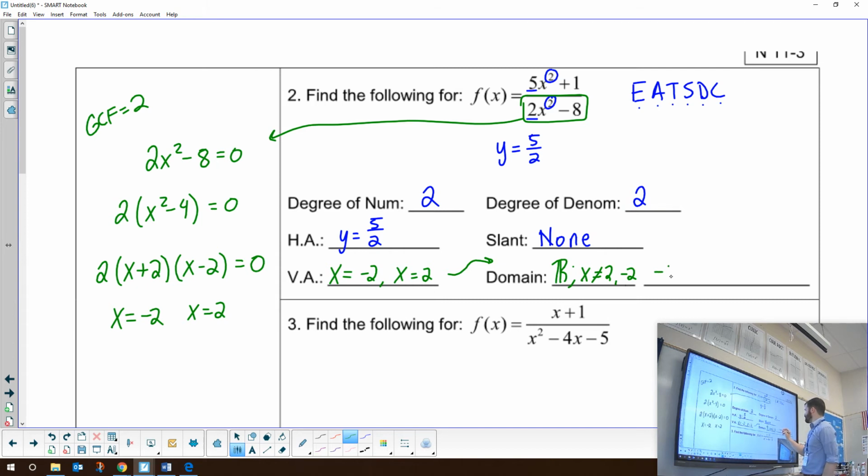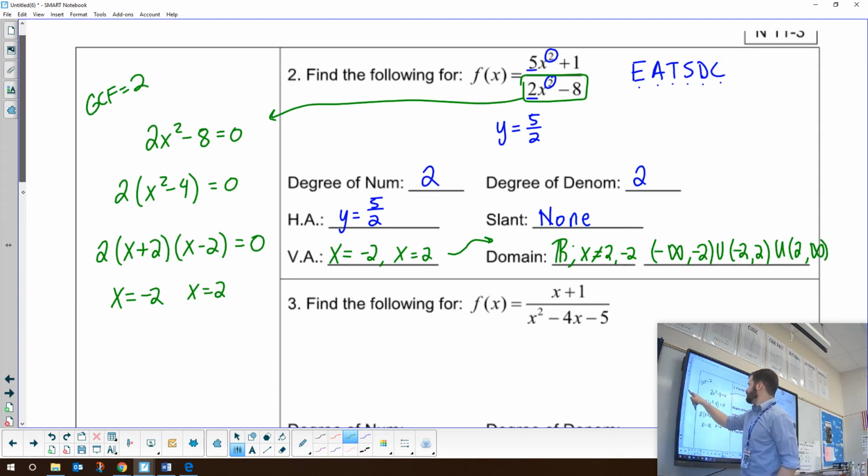So let's write that out. Write kind of small on this one. Negative infinity to negative 2, union, negative 2 to 2, union, 2 to positive infinity. Just like that. All right, take a look at number 3 now.